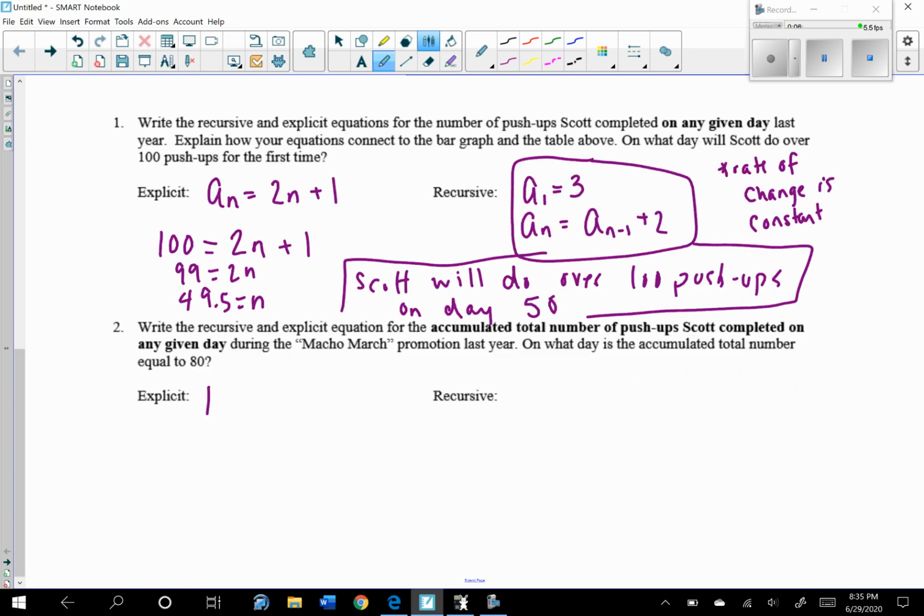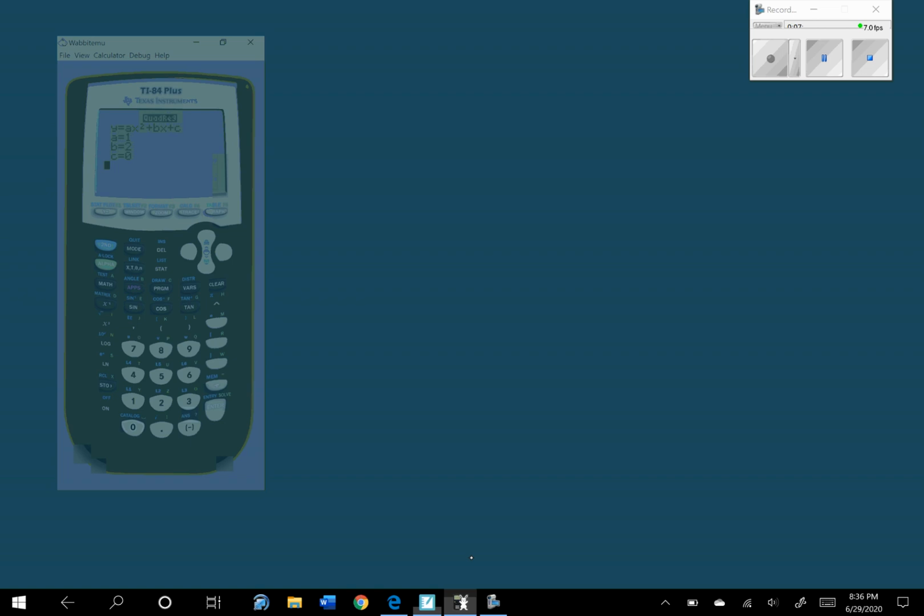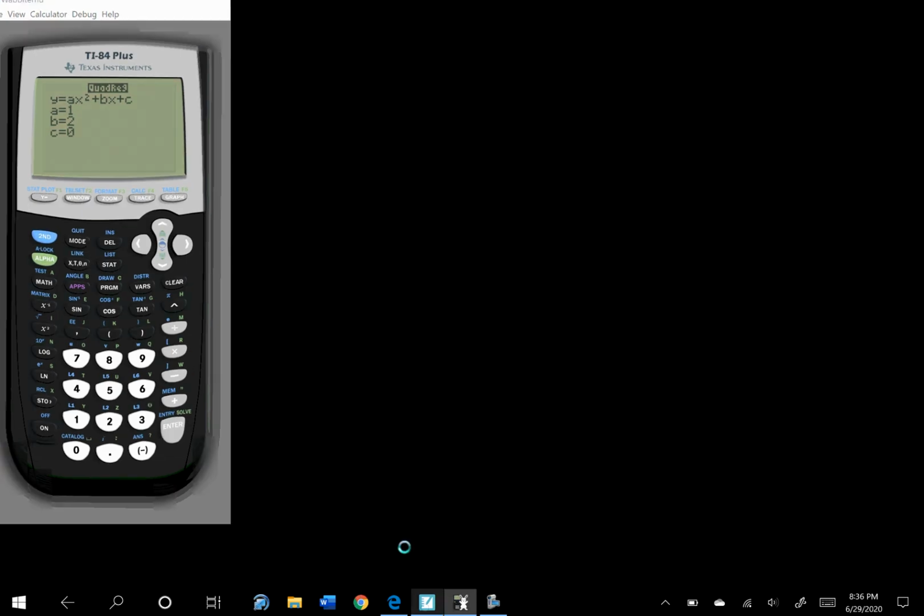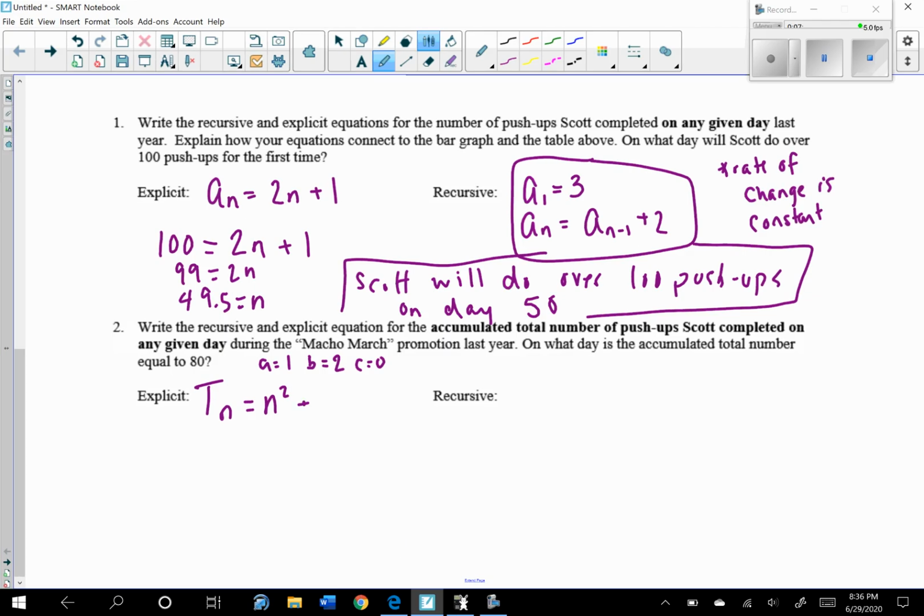So the total number, so T of n, is equal to n squared, because remember our A was equal to 1, B is equal to 2, and C was equal to 0. So let's go back and look, see, 1, 2, 0. So n squared plus 2n is our explicit form. And then why don't you guys go ahead and practice doing the recursive on your own, and then when you're done, pause to see if you get the correct answer.